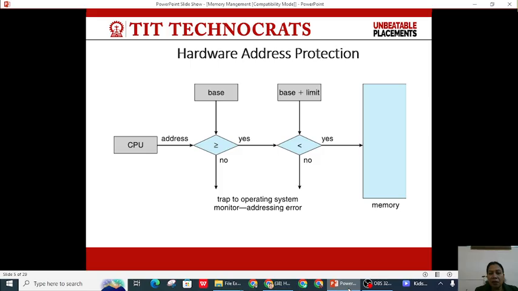The base address is where the free block starts, and the sum of the base and limit marks the end of the free block. The address generated by the CPU should be less than that sum. If the condition is yes, then the process is kept into memory. Otherwise, an addressing error is given by the operating system.